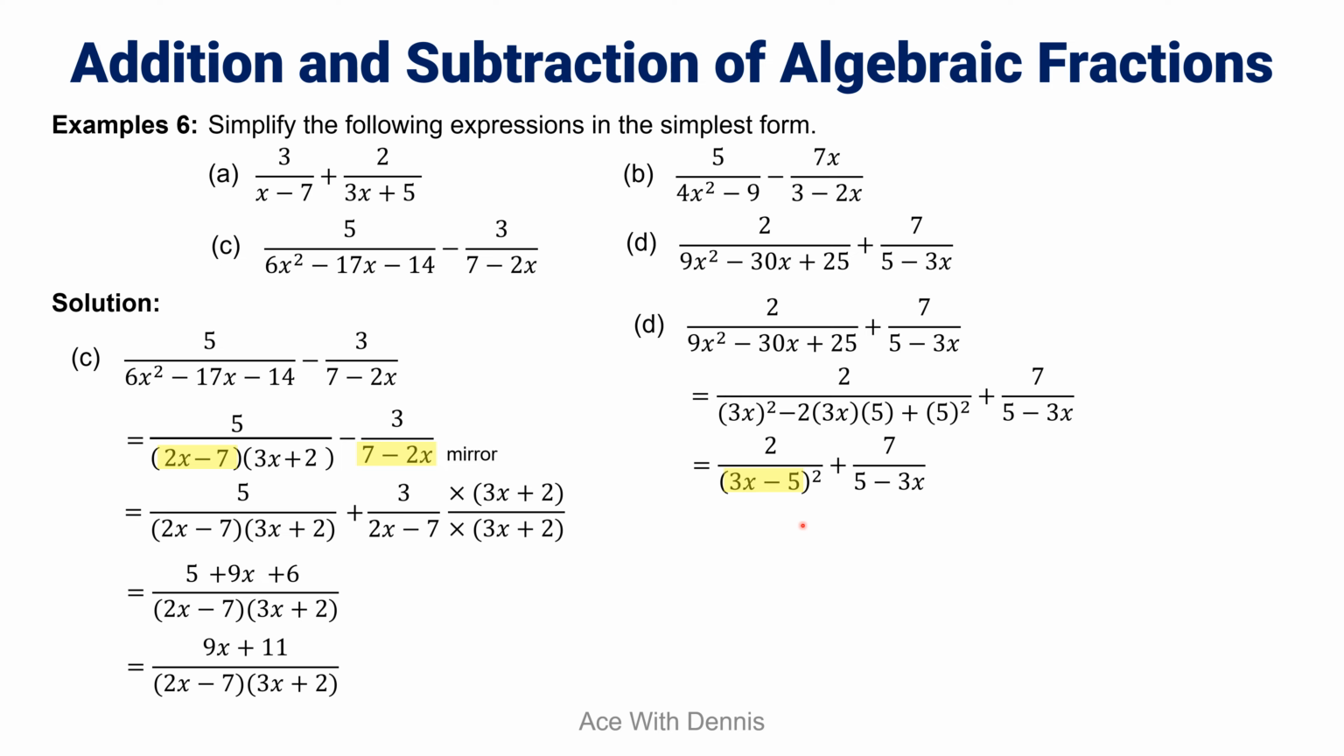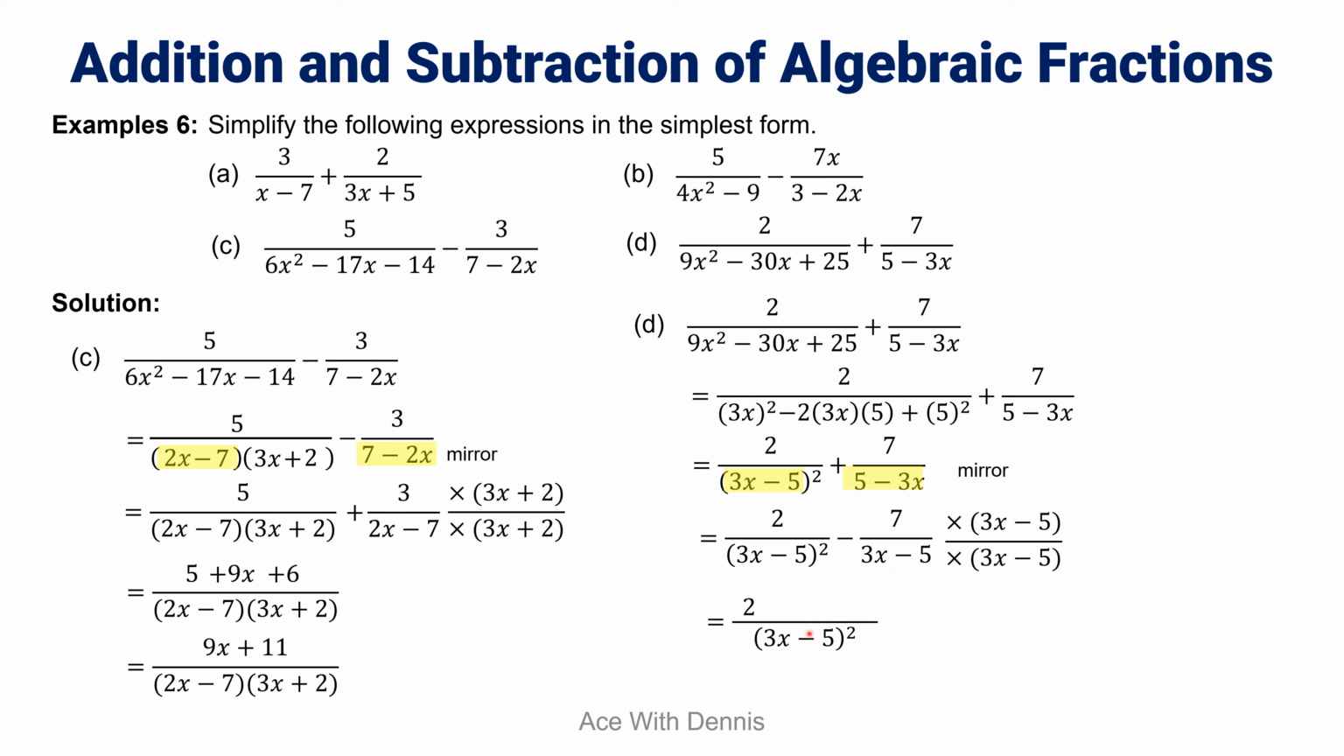And we compare these two. As you can see, 3x minus 5 and 5 minus 3x, they are mirror again. So what do we need to do? Switch the sign, and these two terms, we swap the position. This is what we get: 2 over (3x minus 5) squared, then plus becomes minus 7 over 3x minus 5. So this fraction needs to multiply with 3x minus 5 at the top and the bottom, so that both of these fractions have the common denominator.